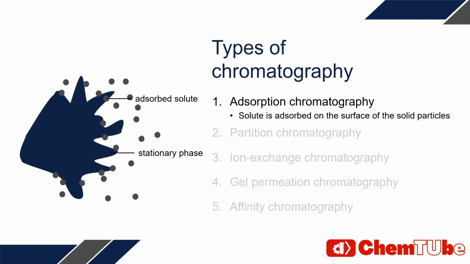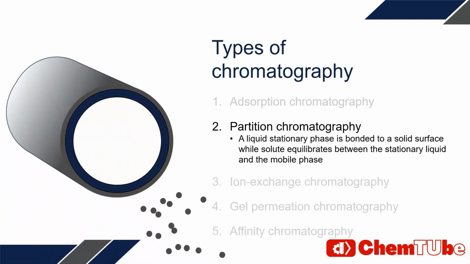end of the video. Next, in the partition chromatography, a liquid stationary phase is bonded to a solid surface, which is typically inside of the fused silica column. Solute equilibrates between the stationary liquid and the mobile phase, which is typically a flowing gas. Similar to the adsorption chromatography, the more strongly a solid interacts with the stationary phase, the slower it elutes.